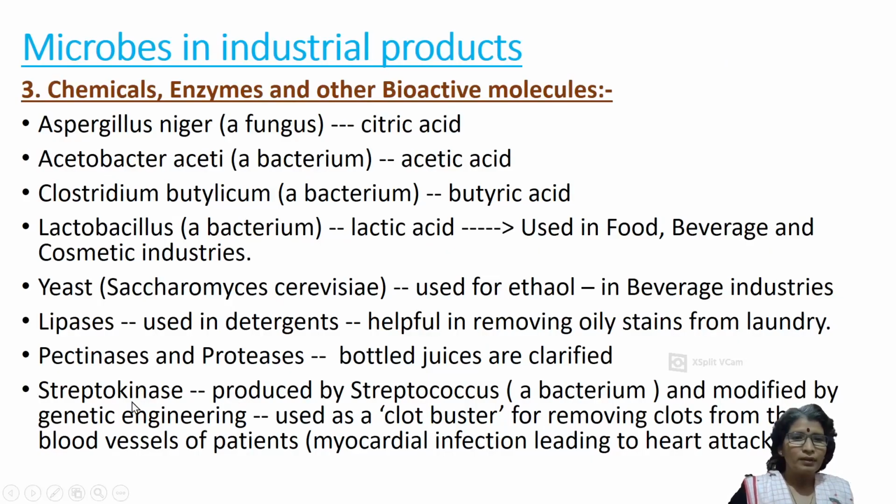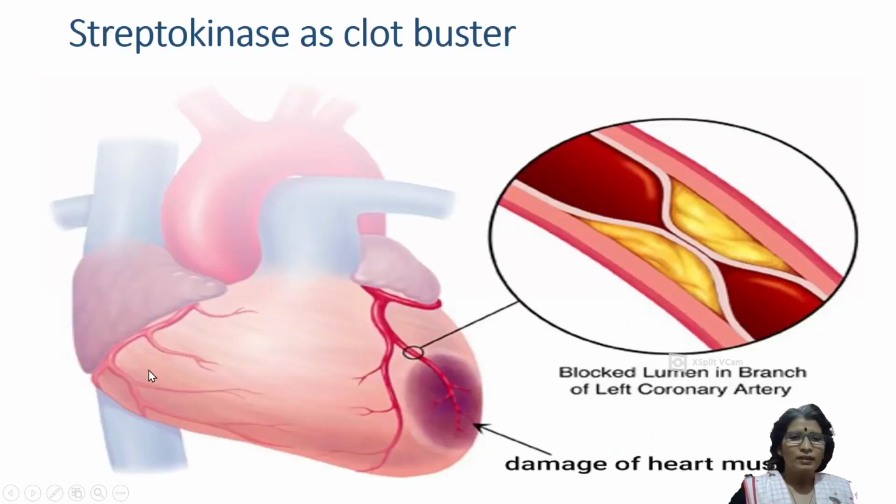And the next one is streptokinase. This is one kind of enzyme produced by Streptococcus bacterium. What is the use of this streptokinase? So here, this is the heart. These are the blood vessels which supply blood to the heart. Here, this is the magnified view of a blood vessel, an artery. These are the walls. This is the inside lumen. Through this lumen, blood is flowing.